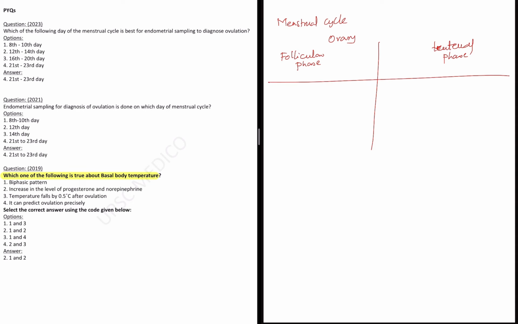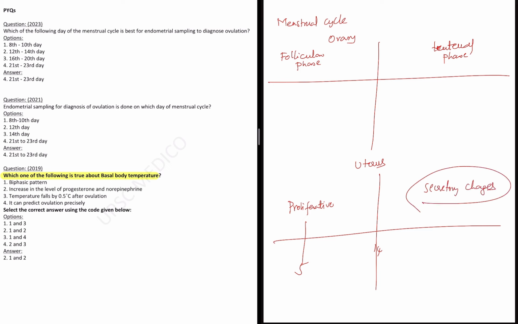At the same time, what happens in the ovary, in the uterus? In the uterus, you will notice proliferative changes. Uterus proliferates from day 5 to day 14 after menstruation, and from 14 to 28 days you notice secretory changes. So if you do uterine biopsy or uterine endometrial biopsy, we don't do curettage right now, guys.